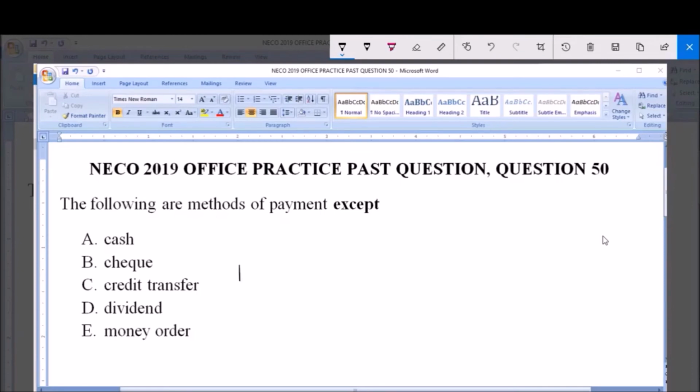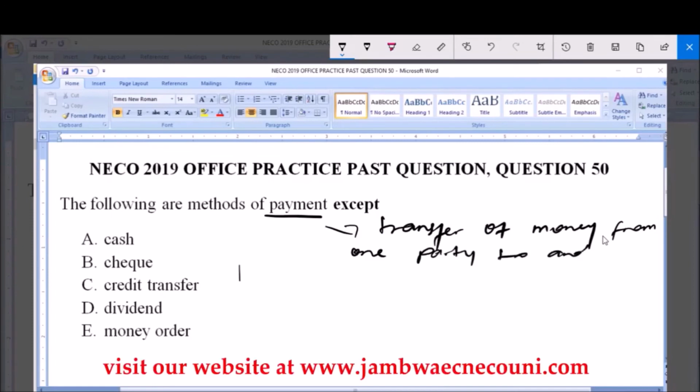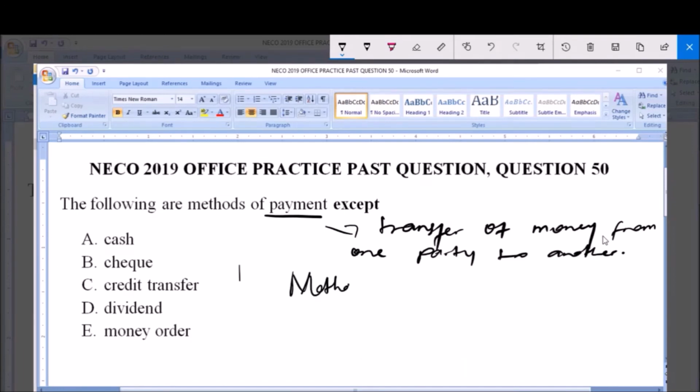Now, what is payment first of all, before we can talk about the method of payment? Payment simply refers to the transfer of money from one person or one party to another. Now we have various methods of payments, and these methods depend on the condition relating to the transaction.